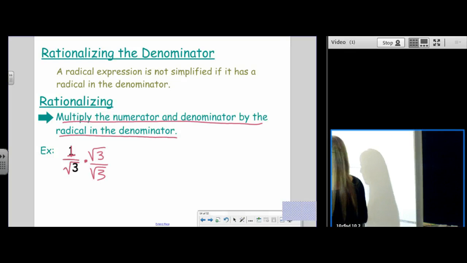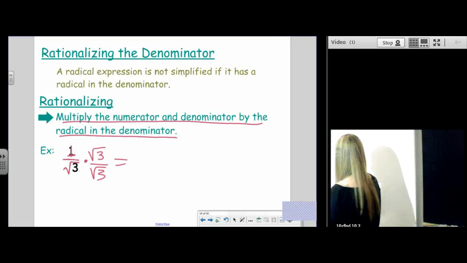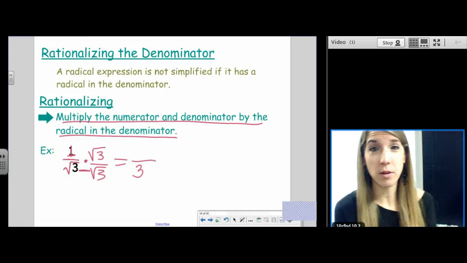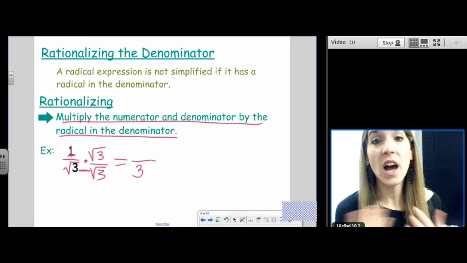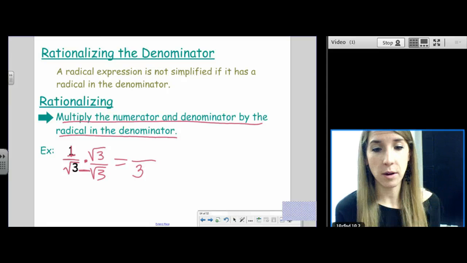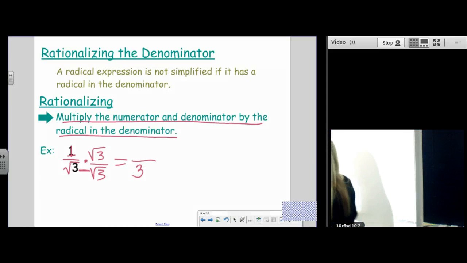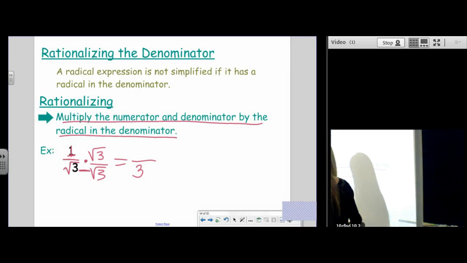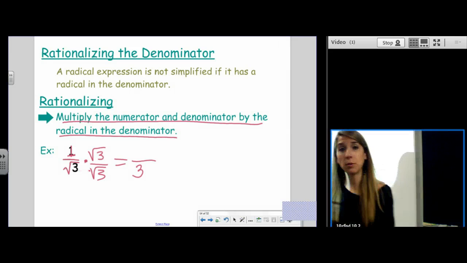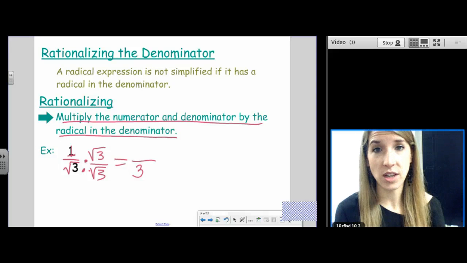Square root 3 times square root 3. Well, that's just 3. That's square root 3 squared. Those undo each other. Square root 3 times square root 3. I didn't mean it to look like I was subtracting. It's multiplying. Square root 3 times square root of 3 is just 3 because the radicals cancel each other out.